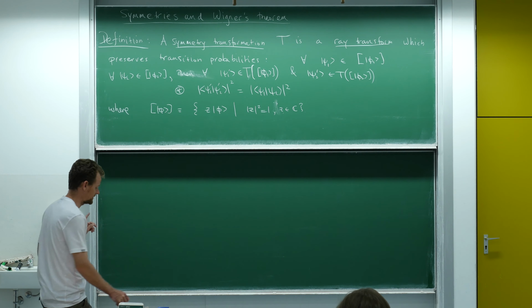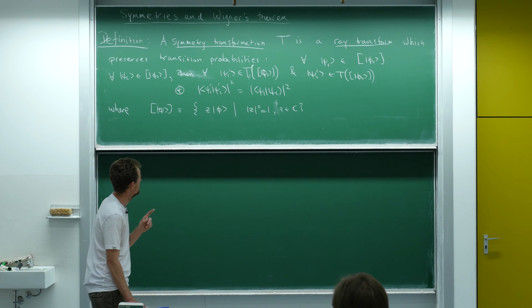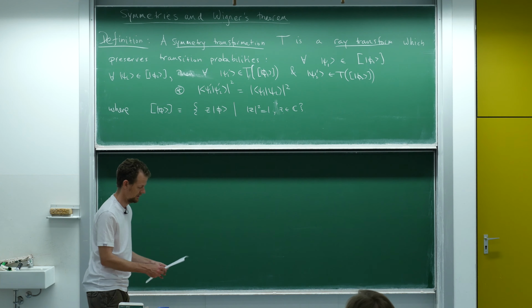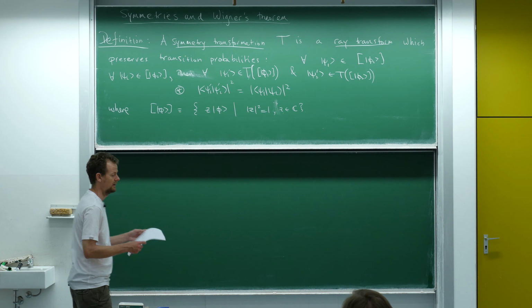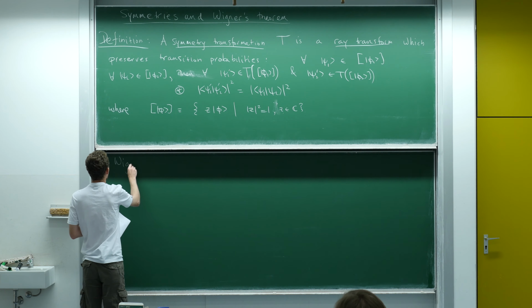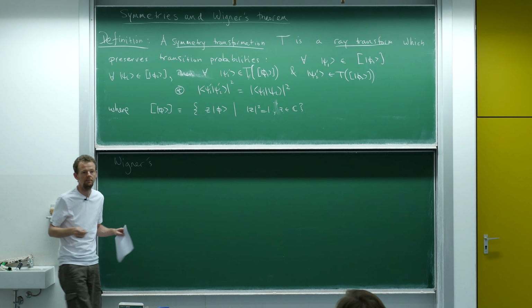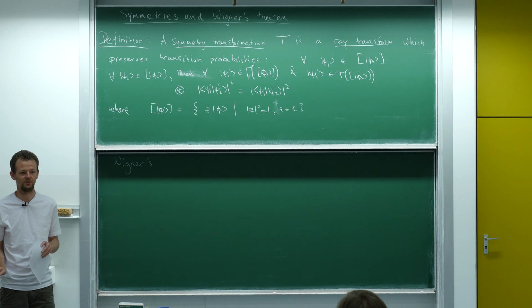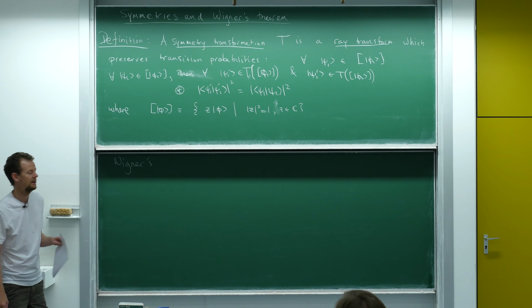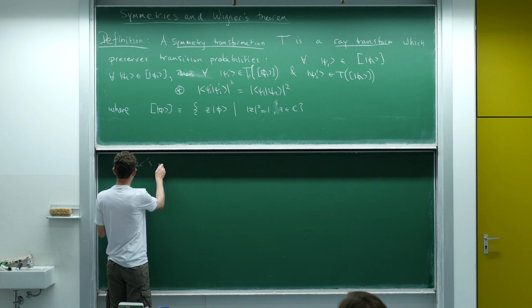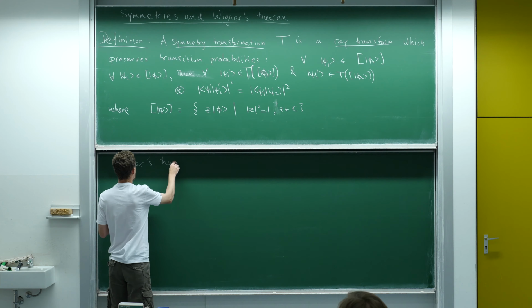That's crucial. In fact, it turns out that symmetry transformations need not be linear, which is, I think, sufficiently surprising. But not anything goes, okay? So there are some transformations that can be symmetry transformations, and other ones are not allowed to be. So Wigner was the first one to consider this problem, and he came up with a characterization.